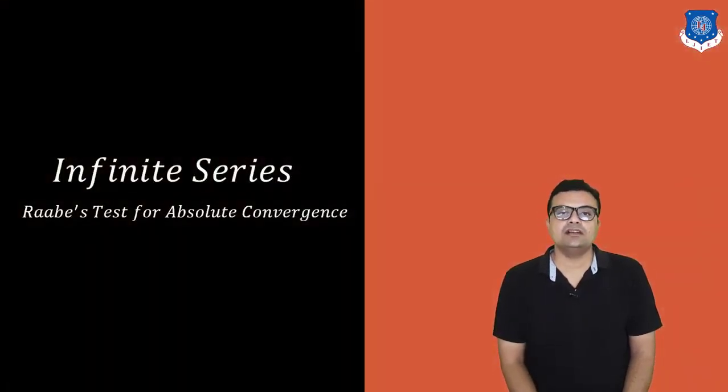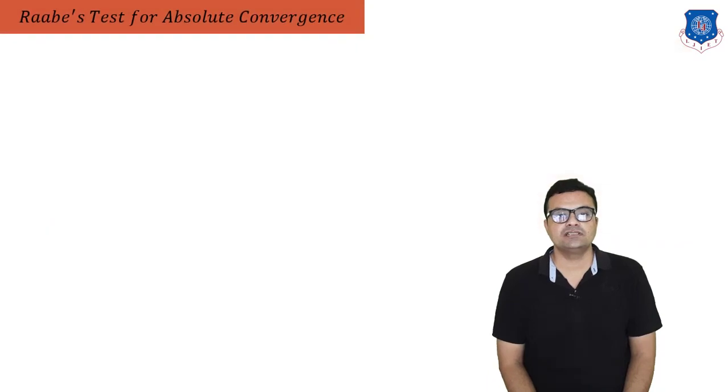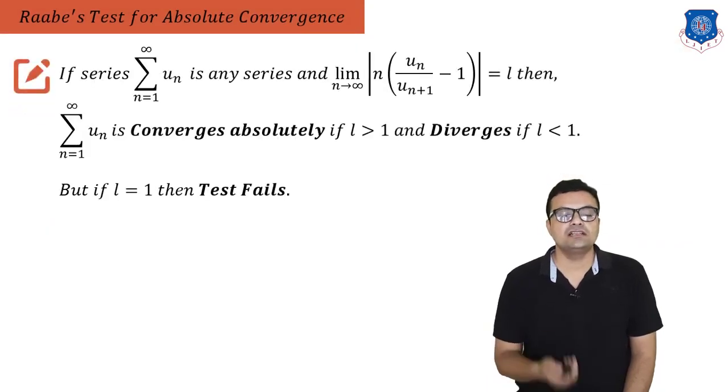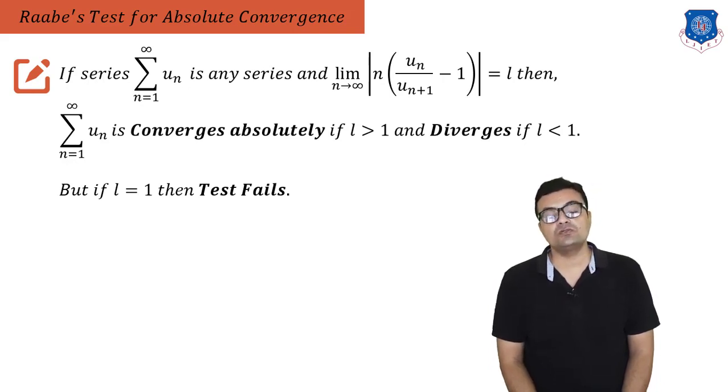Now let us see how we can incorporate our absolute convergence using Raabe's test. So if I consider any series summation un, any series means now we are not restricted only up to positive term series. This can be any series with negative terms or combination of positive and negative, which is also known as alternating series, which we'll see in future.